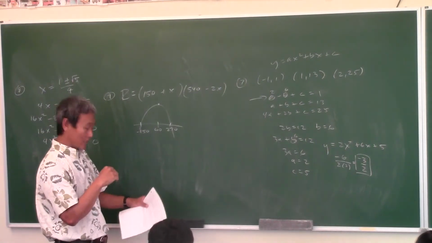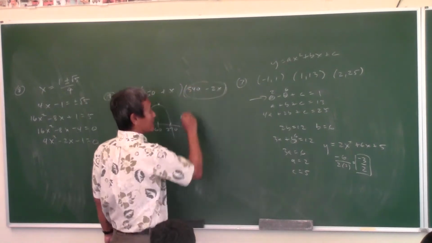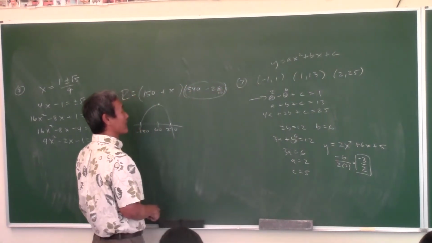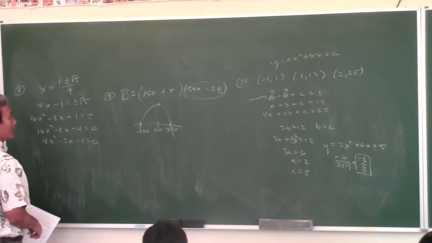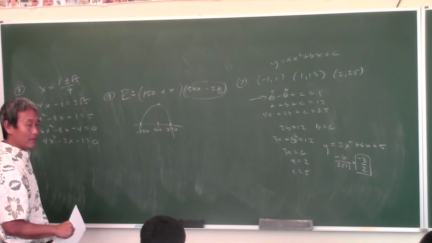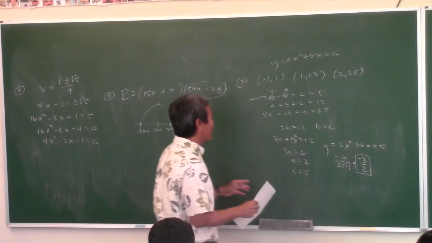But then you're going to answer the question, what price are you going to charge? This represents the price. So if x is 60, what is 540 minus 120? So if you charge $420 per ticket, that's when you're going to make the most amount of money. It's the same problem, people.